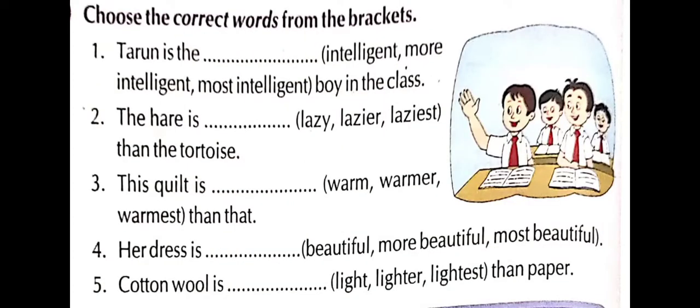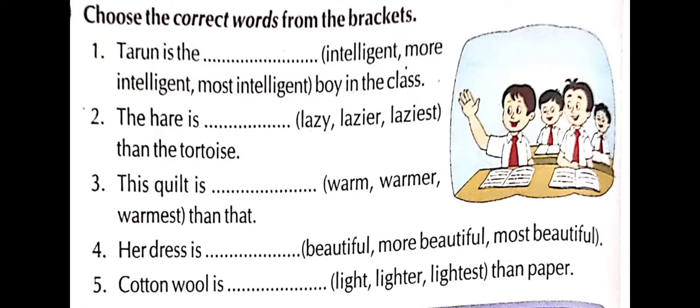Now let's look at this question. Choose the correct words from the brackets. Tarun is the dash boy in the class. So Tarun is being compared to the rest of the boys in the class. So this is a question about more than two comparison. So the correct answer would be most intelligent.